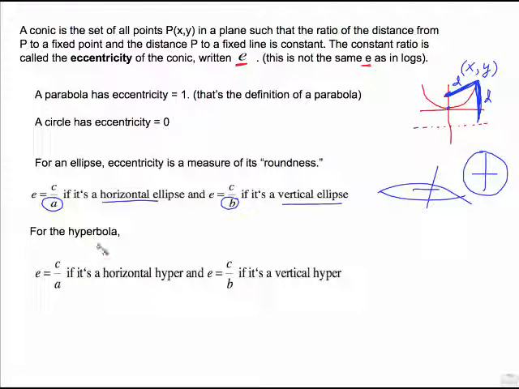For the hyperbola, E equals C over A if it's a horizontal hyperbola, and C over B if it's a vertical hyperbola. Notice it's the same formula that we have for the ellipse and for the hyperbola.